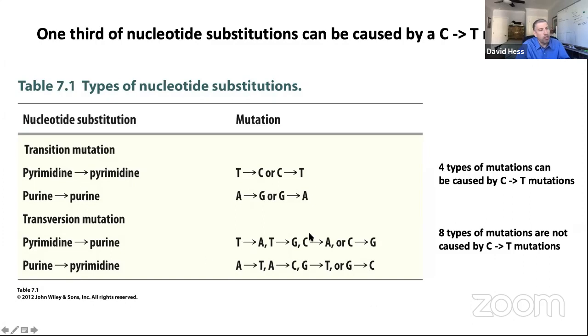And then all of the other letter switches you can imagine, you can write this out if you don't believe me, there's 8 other, and none of those could be caused by a C to T mutation. So 4 out of 12 is 1/3.